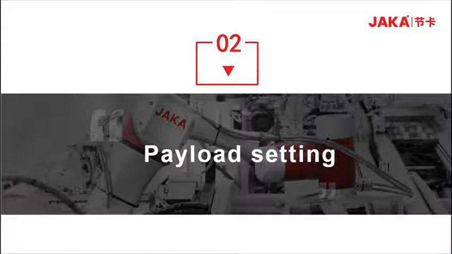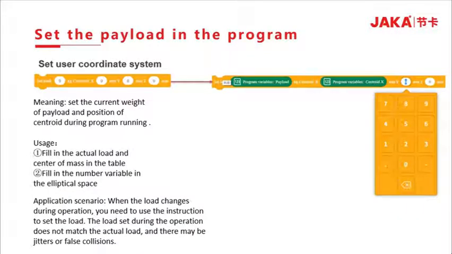2. Payload setting. Modify the load and center of mass in the program. This instruction can modify the end load and the center of mass during the running of the program. You can manually input the load and center of mass at the end attached to the robot, or you can drag in a digital variable. Set the application scenario for complex instructions.